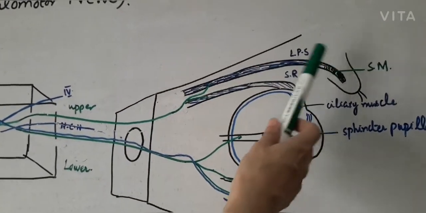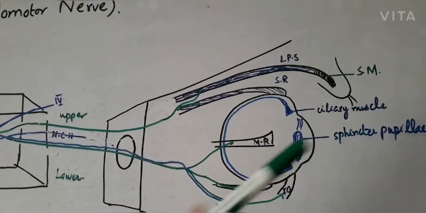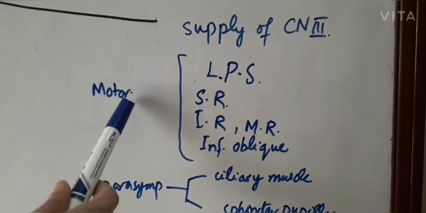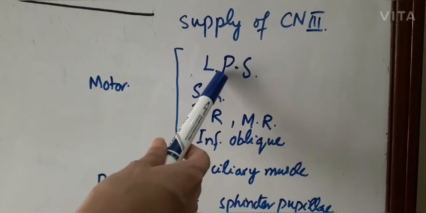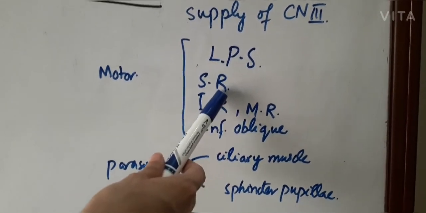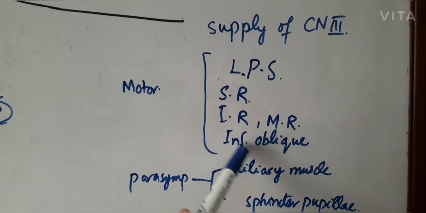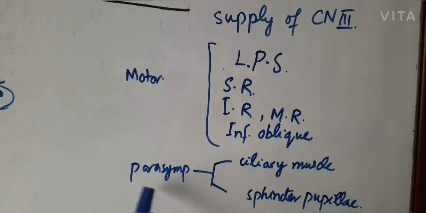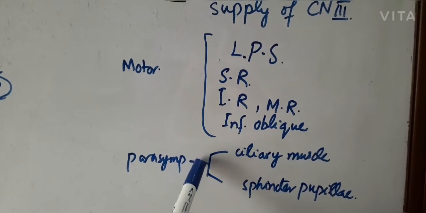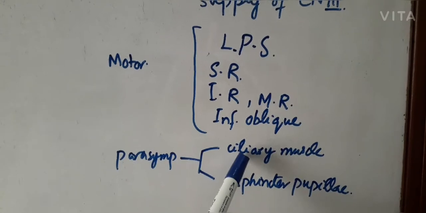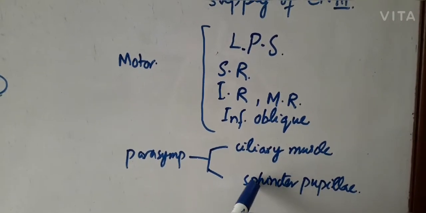the levator palpebrae superioris. So the oculomotor nerve supplies through its motor fibers the levator palpebrae superioris, superior rectus, inferior rectus and medial rectus muscle, and inferior oblique muscles, while parasympathetic fibers supply two muscles through the ciliary ganglion. These are the ciliary muscle and sphincter pupillae muscle.